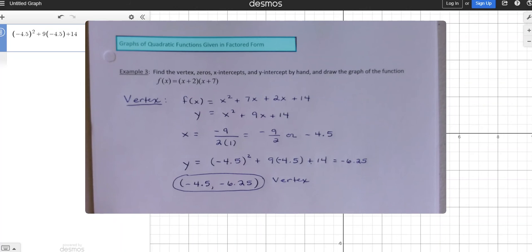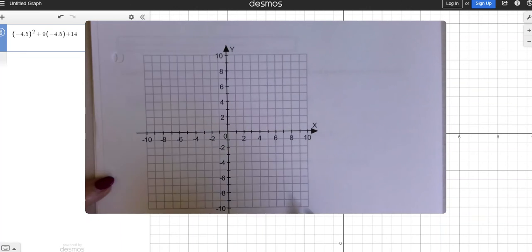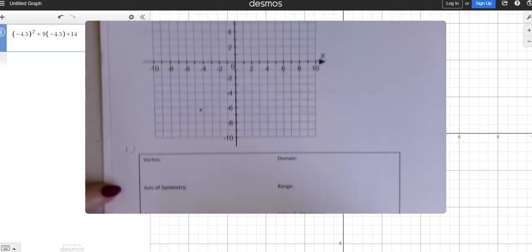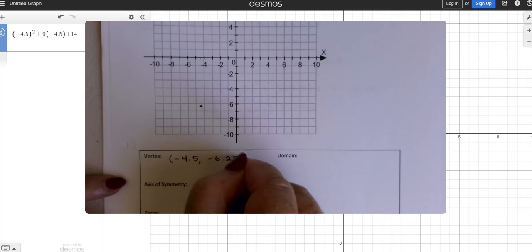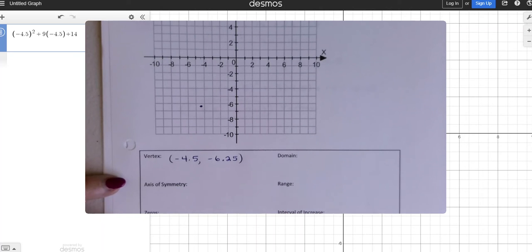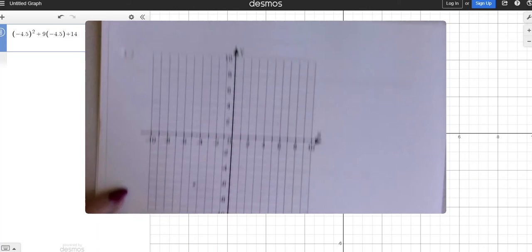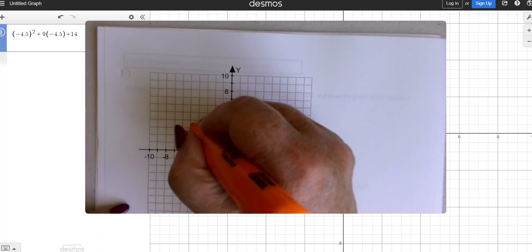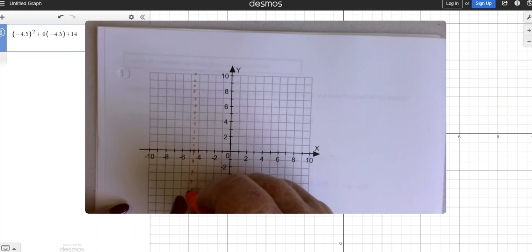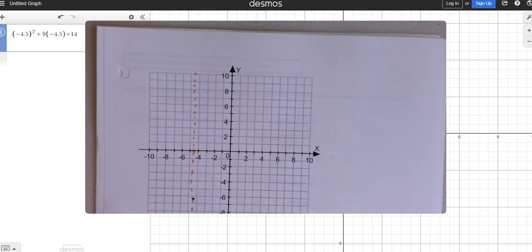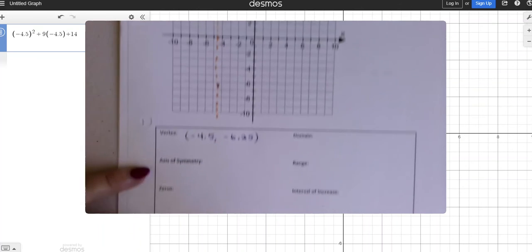I'm going to go ahead and plot that right away. Negative 4.5, negative 6, and just a little bit more, negative 6.25, both there. All right, axis of symmetry is that vertical line through the vertex. It's going to be here at negative 4.5. So x equals negative 4.5.